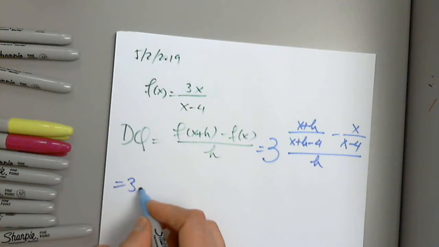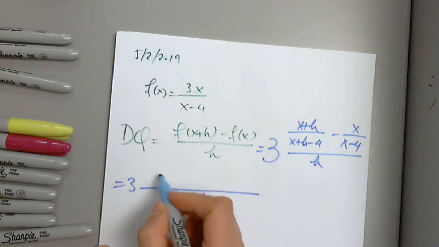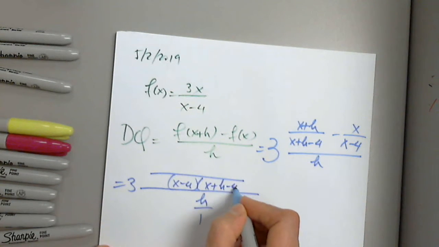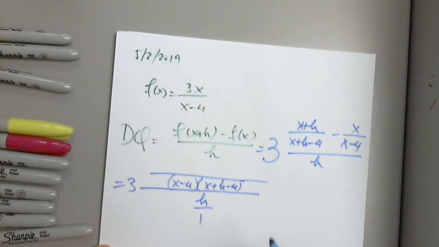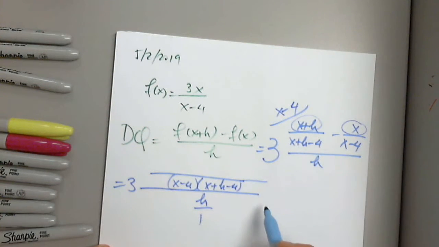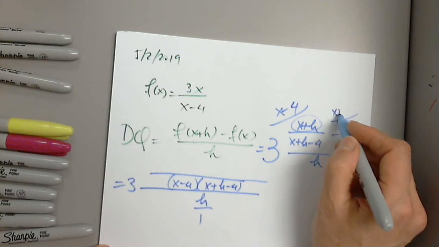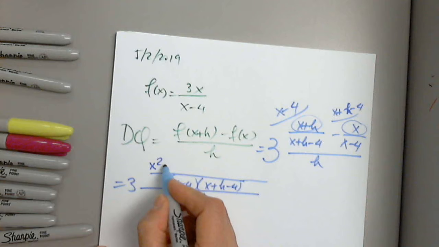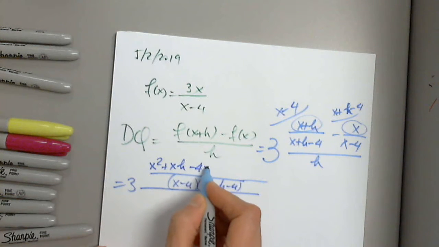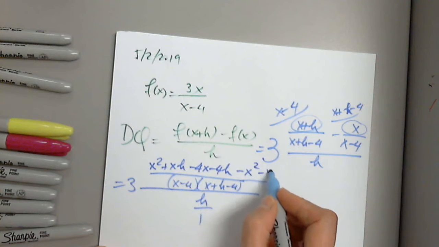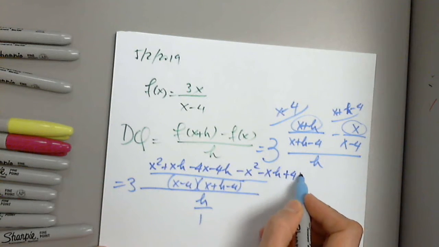The least common denominator is the product of the two, x minus 4 times x plus h minus 4. The top of this needs to be multiplied by x minus 4, and the top of this needs to be multiplied by x plus h minus 4. So then the numerator becomes x squared plus xh minus 4x minus 4h, and then minus x squared minus xh and plus 4x.